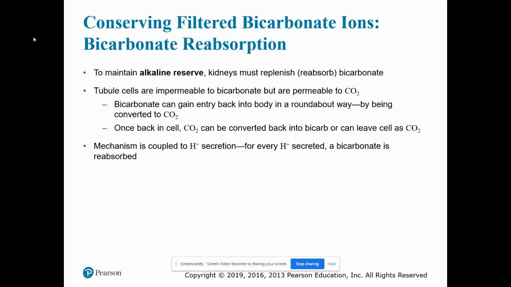To maintain the alkaline reserve, the kidneys have to replenish bicarbonate. And tubule cells are impermeable to bicarbonate. However, they are permeable to carbon dioxide. And so bicarbonate ends up back into the body in a roundabout way by being converted to carbon dioxide. Once back into the cell, the carbon dioxide can be converted back into bicarbonate, or it can leave the cell as carbon dioxide. The mechanism is coupled to hydrogen ion secretion. For every hydrogen ion secreted, a bicarbonate is reabsorbed.